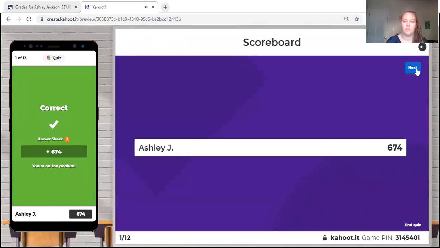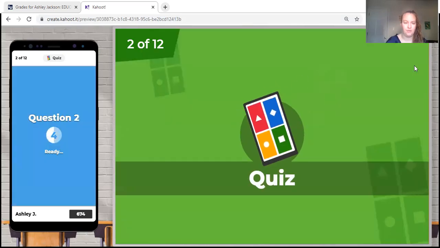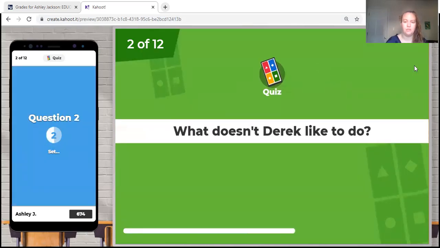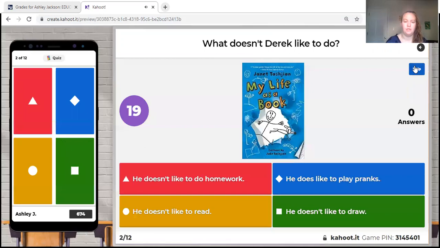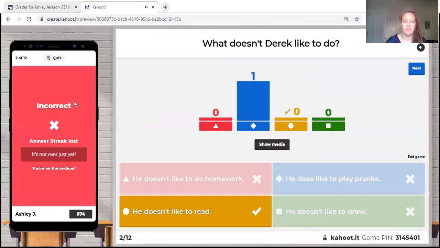And so the points start tallying up. The teacher can then hit next. For the second question, what doesn't Derek like to do? He doesn't like to do homework. He does like to play pranks. He doesn't like to read. He doesn't like to draw. Again, the students are going to select their answer. And this time you can see that the student got it wrong.